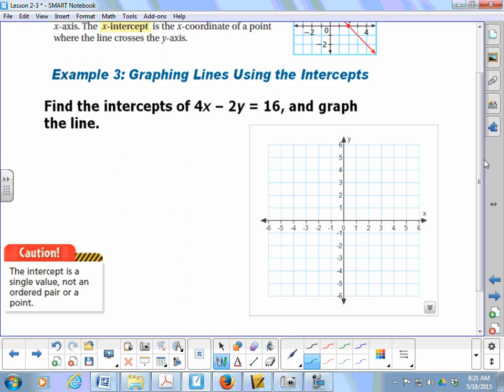Okay? So first we're going to find the intercepts. So we're going to find the x-intercept first, which means that y equals 0. Okay? So I'm going to put 0 in for y. So 4x minus 2 times 0 equals 16.